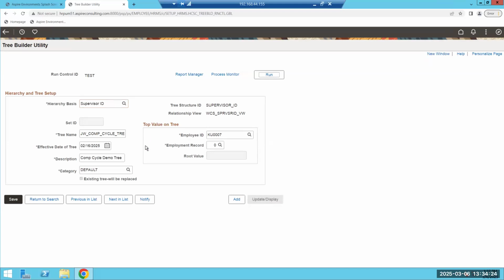But again, you can utilize Tree Manager to build the tree or rearrange the tree as needed. Basically, it needs to be for comp cycle. It needs to be either position based, position number based, or EMPL ID, EMPL record based. Okay.